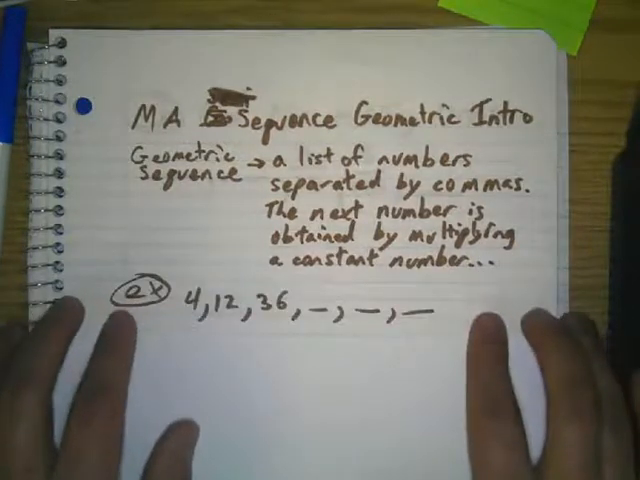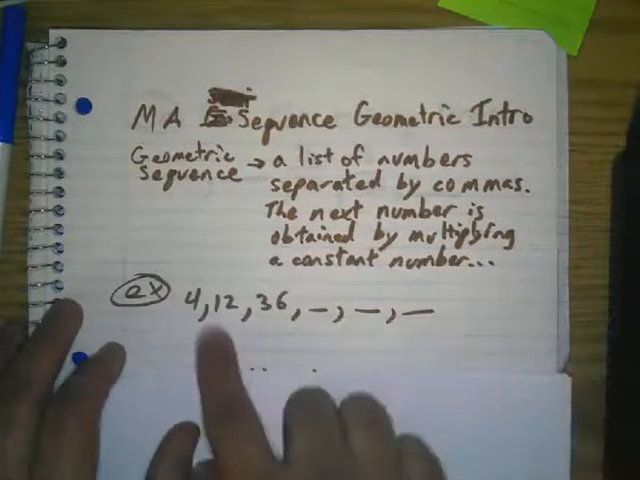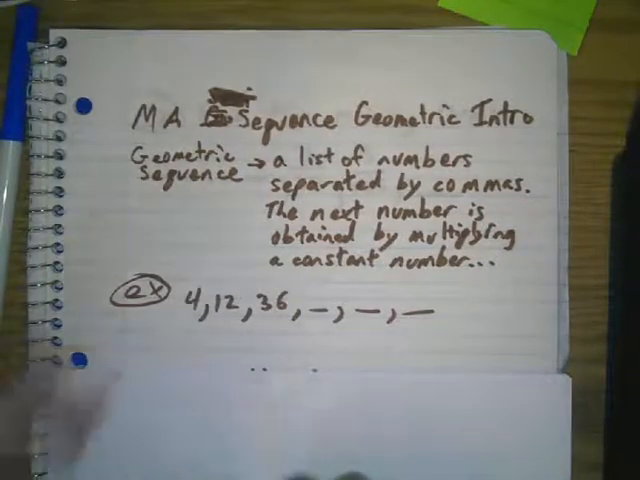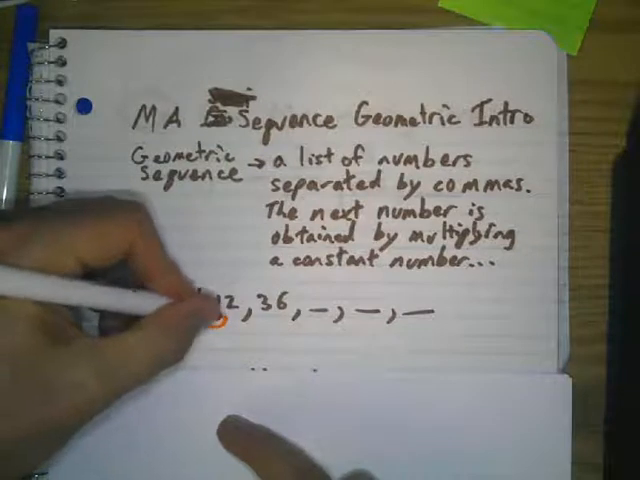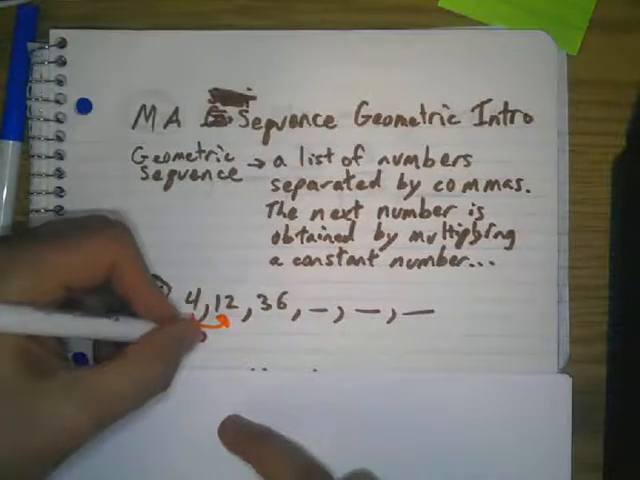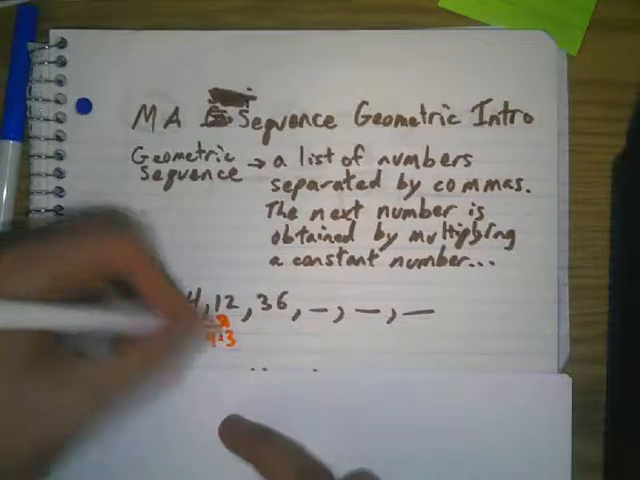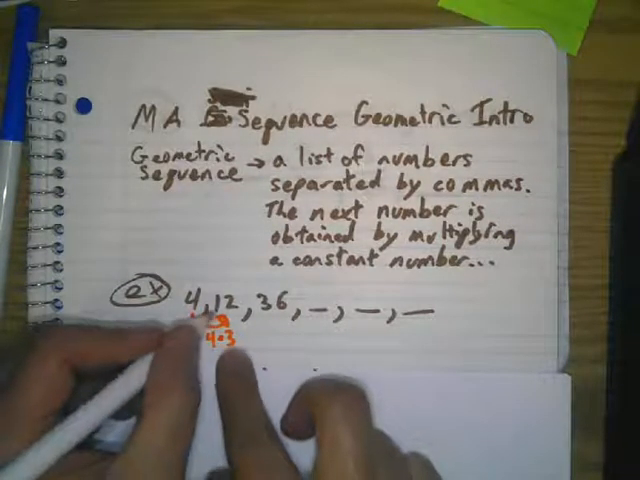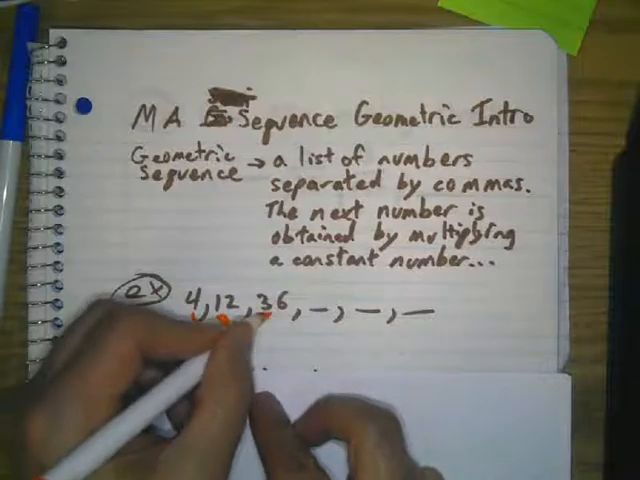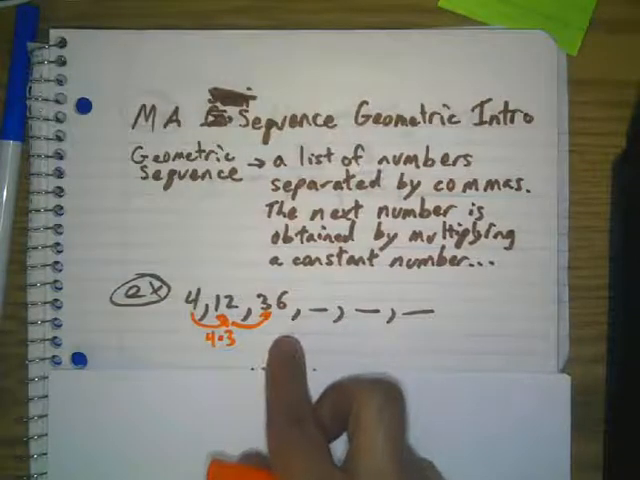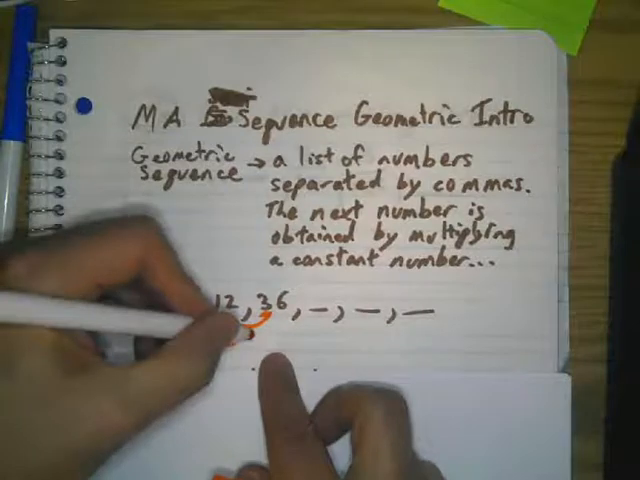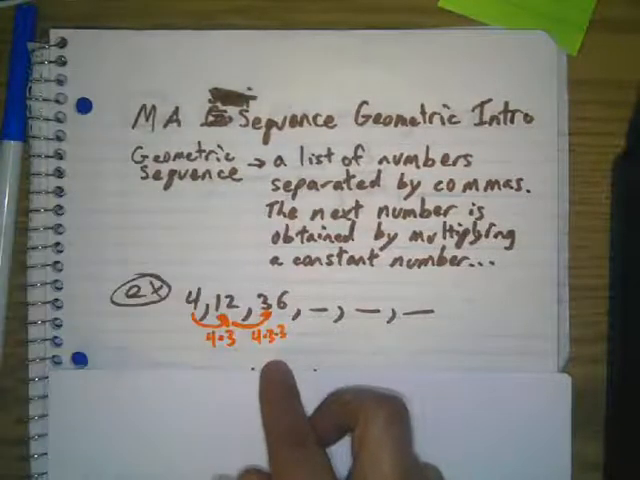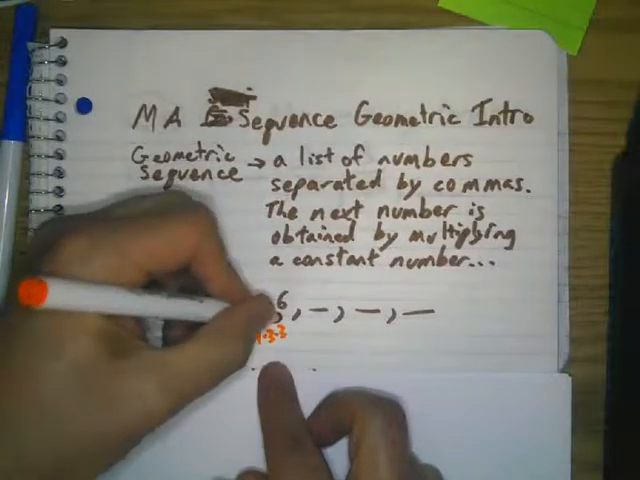So let's look at this example here. We have 4, 12, 36. How do we get the next number? Well, if I look at this, I can think to myself, isn't 12 simply 4 times 3? So in order to get to the next one, I have to multiply it by 3. So to get this, 12 times 3 is 36. Or think of it as 4 times 3 times 3, right? Anyways, to get the next one, we're multiplying by 3, right?